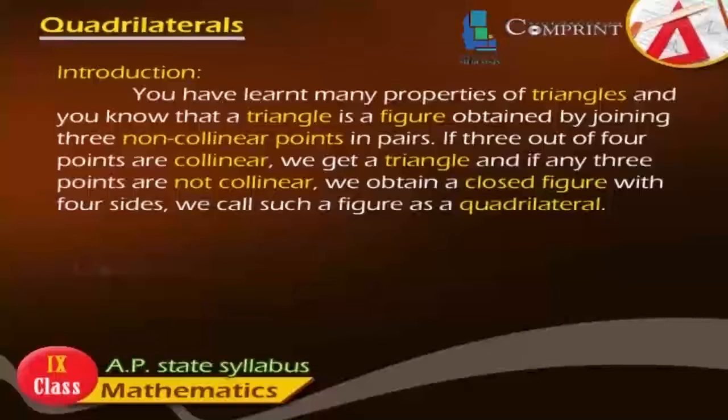Introduction. We have learnt many properties of triangles, and you know that a triangle is a figure obtained by joining three non-collinear points in pairs. If 3 out of 4 points are collinear, we get a triangle, and if any 3 points are not collinear, we obtain a closed figure with 4 sides. We call such a figure a quadrilateral.